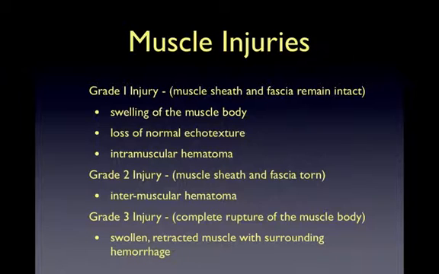In grade 2 injuries, we get tear of the muscle sheath and fascia, and this might lead to an intermuscular hematoma. In grade 3 injuries, we get complete rupture of the muscle body, including the sheath and fascia, and this results in a swollen retracted muscle with surrounding hemorrhage.